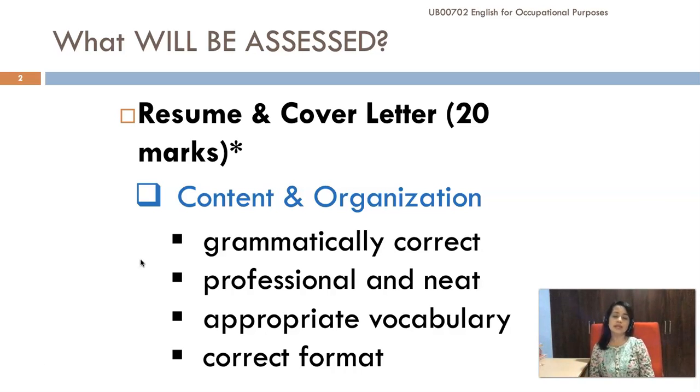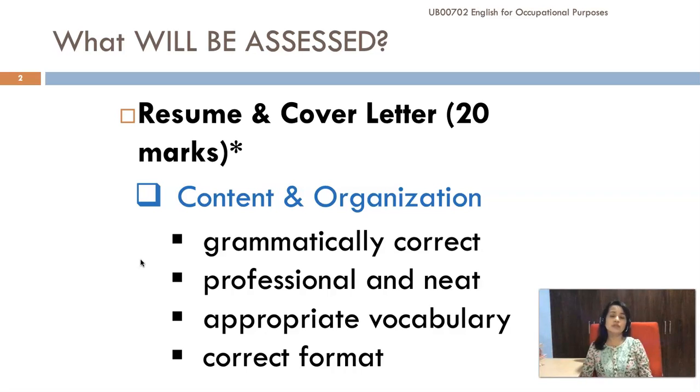And finally, we also look at the format. In class, we talked about the two main types of format for your CV. One is the chronological resume, and the other one is functional. So you should be adhering to either one of these, and also following certain things like content-wise, you should have your personal particulars, your education background and your qualification, work experience, your references, and so on and so forth. So those are the things that we will look at in terms of your resume and cover letter.